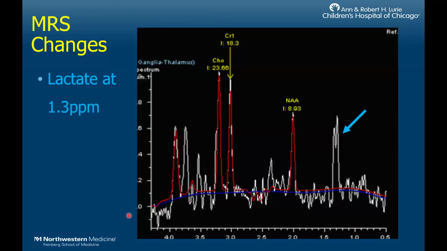And this is what you're going to see on MRS also, that lactate peak at 1.3 parts per million, ppm. So this is what we look for. Now, if there's a little peak just here, then it's very hard to determine whether that is baseline noise or whether that is really a lactate.